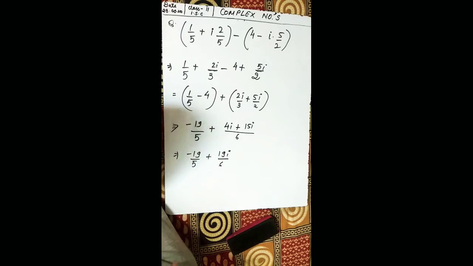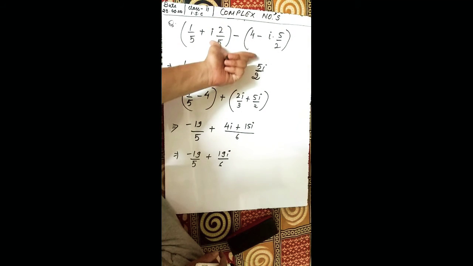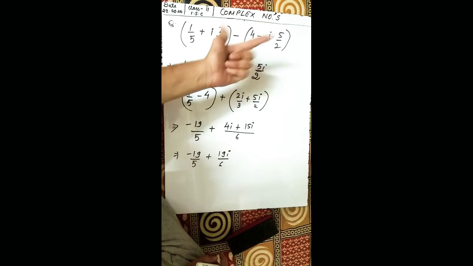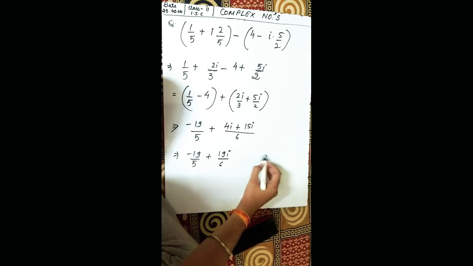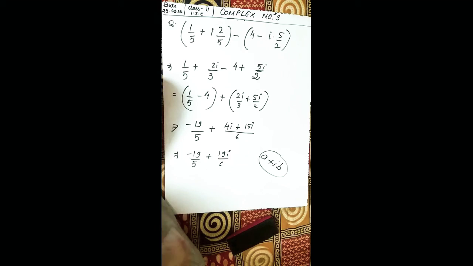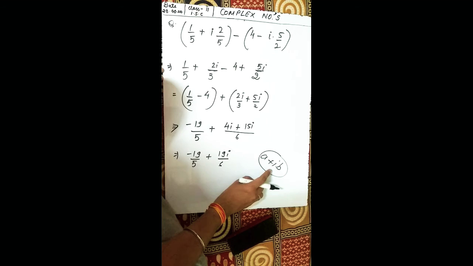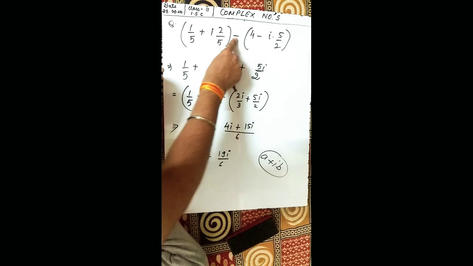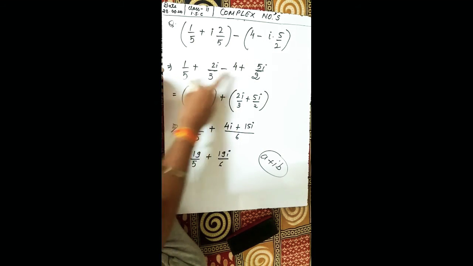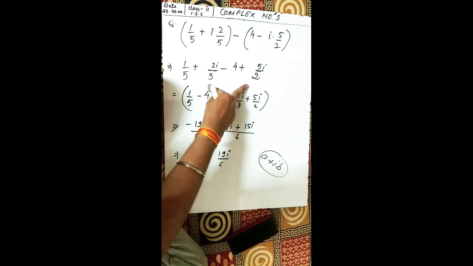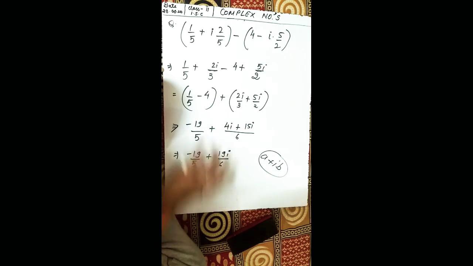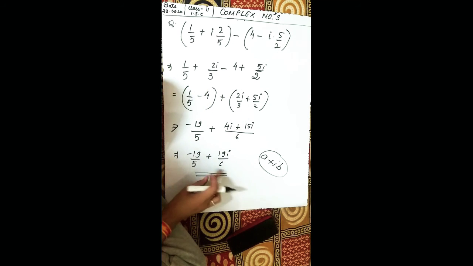Okay, now another kind of question. You are given this expression and you are asked to express this complex number in the standard form, that is a plus ib. So you need to express this whole expression in a plus ib form, the standard form of a complex number. First of all, removing the bracket, this minus will go inside like this. Now real part with real part will be operated and imaginary part with imaginary part will be operated. So finally we are getting this as the answer, and we expressed it in a plus ib, where a is minus 19 upon 5 and b is 19 upon 6.